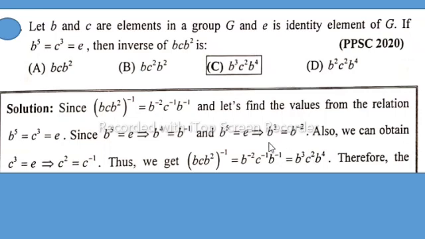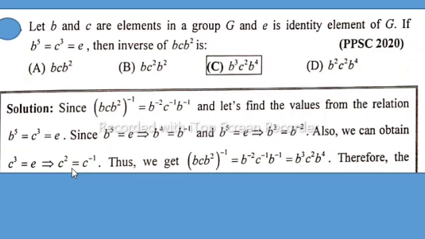Also we can obtain C power 3 is equal to identity. So we find C inverse, multiplying C inverse on both sides. So C power 3 minus 1 is equal to C power 2. So C inverse is equal to C power 2.